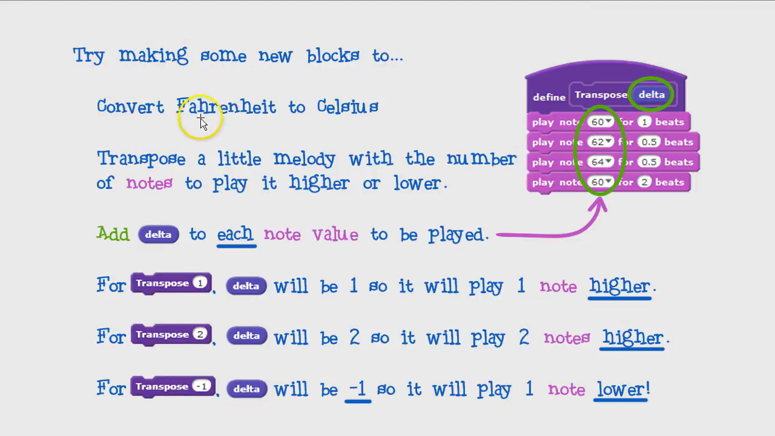Try creating a procedure to convert Fahrenheit to Celsius, or a procedure to transpose a little melody with an integer input to raise or lower all of the procedure's notes. Use the play note command block in the sound palette. For example, the little melody may play the notes starting from middle C. If the procedure was passed the value of 1, it would play all of the notes in the melody 1 note higher. So you'll want to add the integer input to the procedure to all of the play note command blocks. Have fun with the challenge.